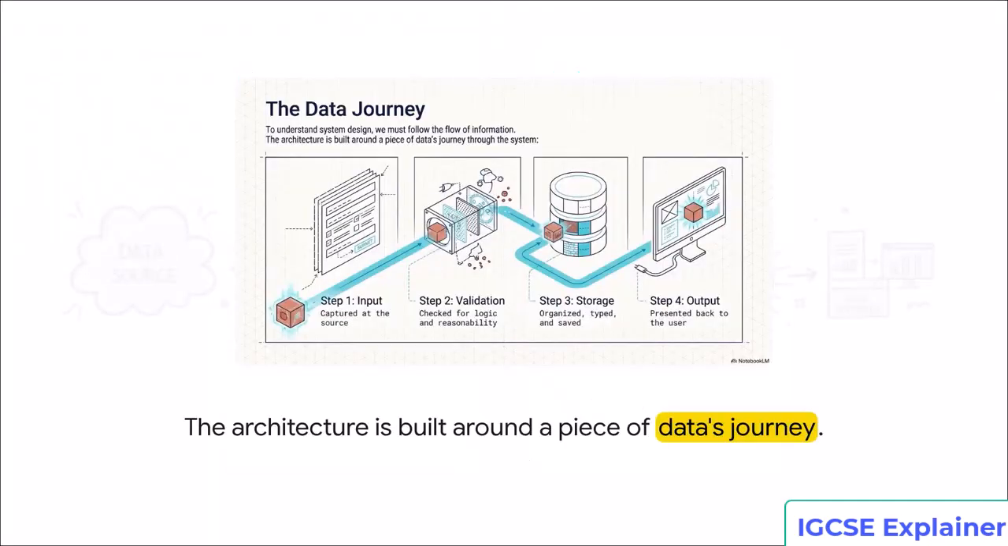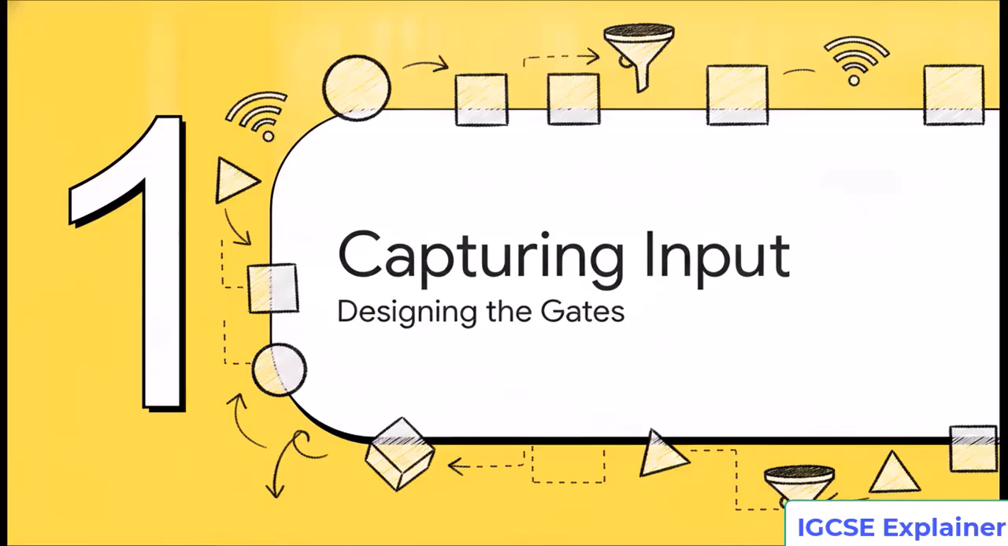I love how this visualizes our roadmap. Think of data almost like a physical object, like a little block moving along a conveyor belt in a high-tech factory. To truly wrap our heads around system design, we literally have to trace this exact flow of information, from the very second it's created all the way to the moment it's consumed. So let's kick things off with step 1, capturing input, or designing the gates.